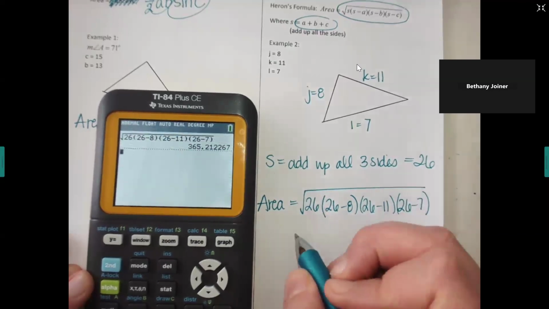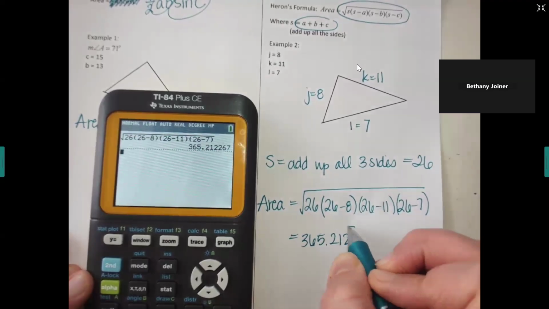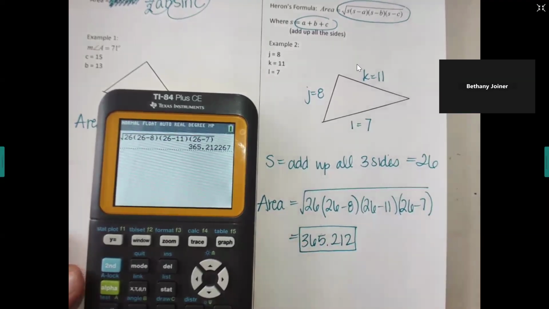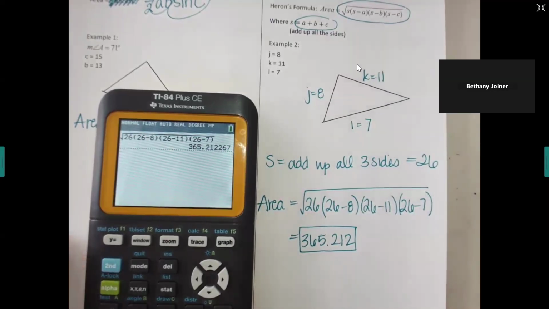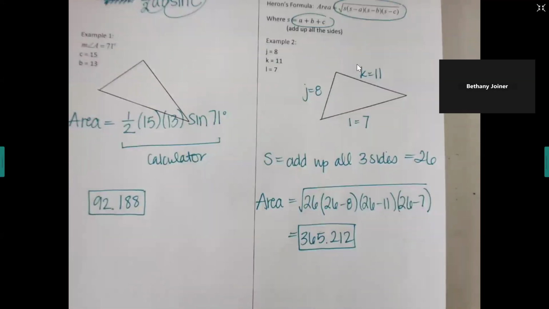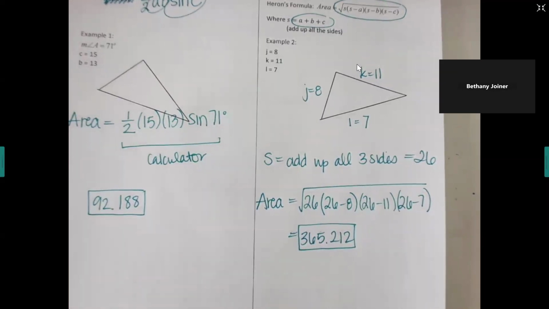So how did you do 26 again? We added up the three sides that we had. So we added up the 11, the 8, and the 7. Okay. And you should get 365.212. Questions on that?